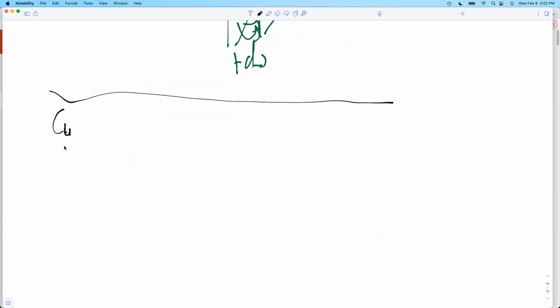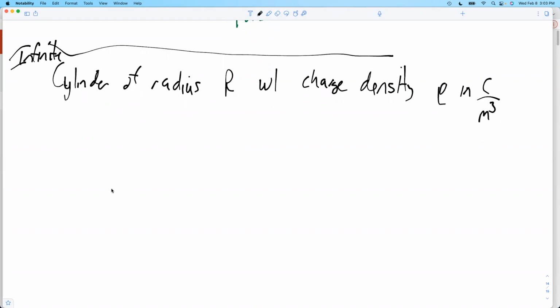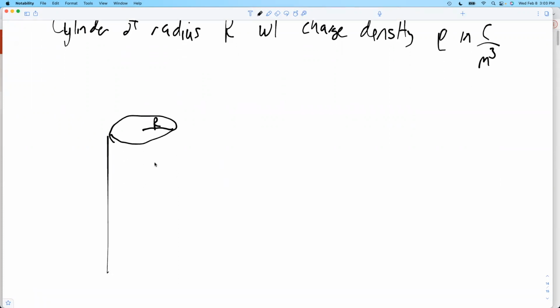So we have a cylinder, an infinite cylinder, of radius capital R, with charge density. Because it's infinite, we have an infinite amount of charge total. Charge density rho, measured in coulombs per cubic meter. Here's capital R, and this thing goes on forever, up and down.